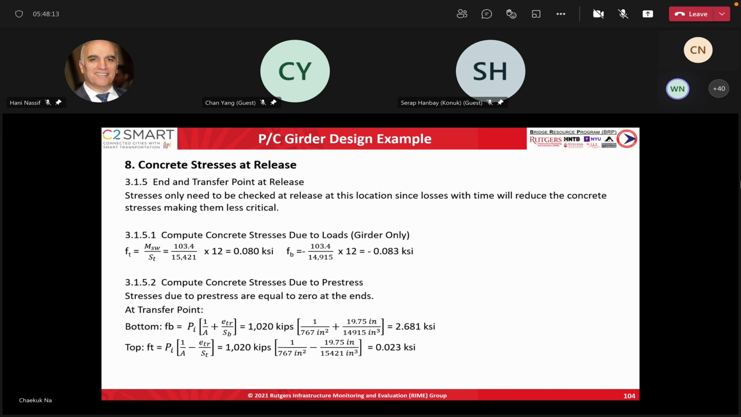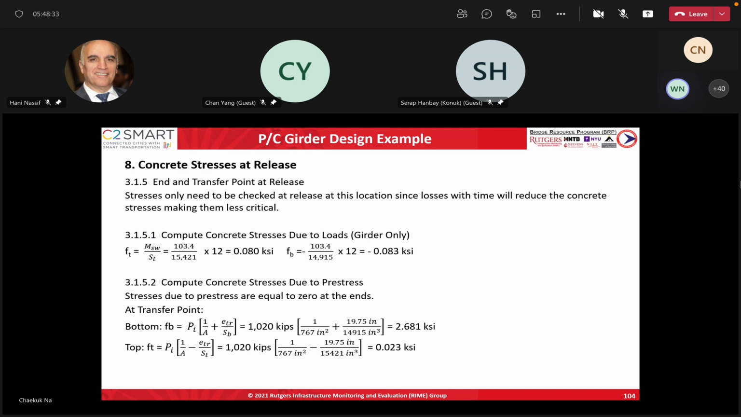Okay, this one we didn't check yet. If you remember, we mentioned concrete stresses. We check the concrete stresses at surface, which is after the application of the topping and the parapets and the live loads. Now we need to check at release.